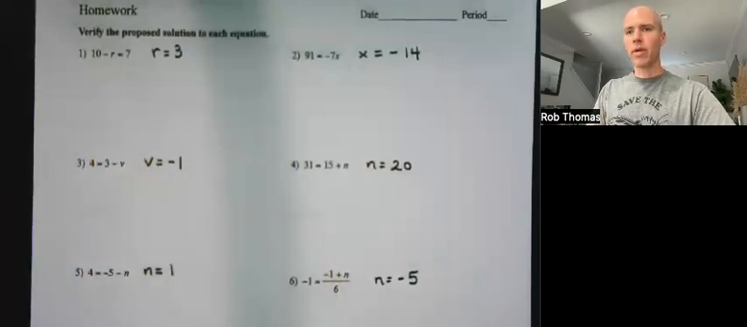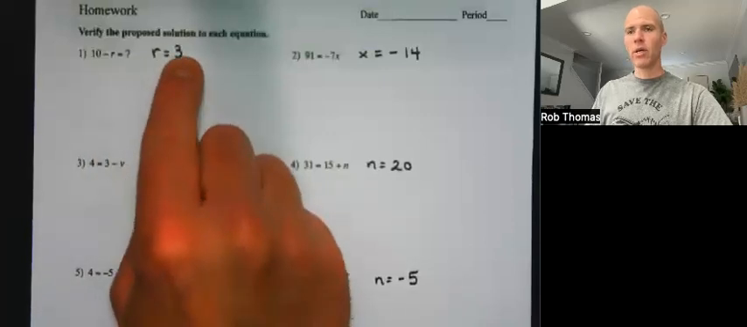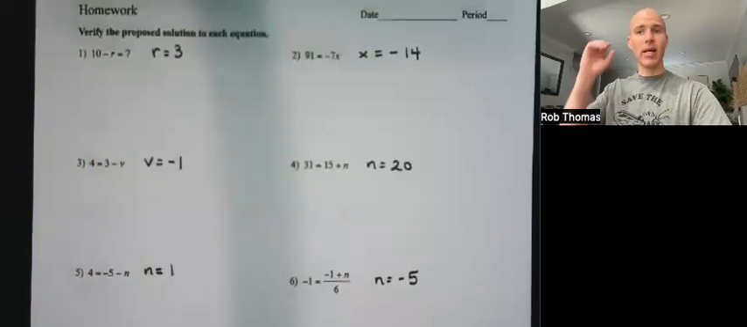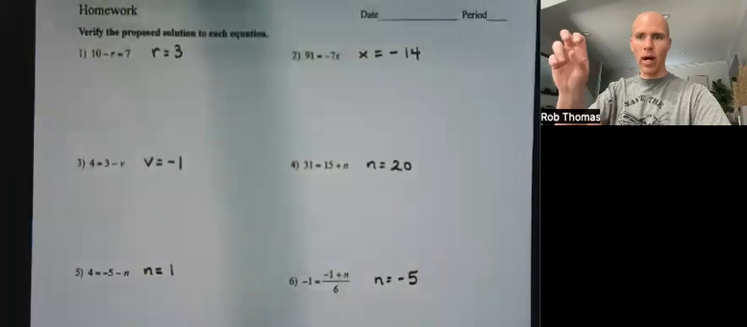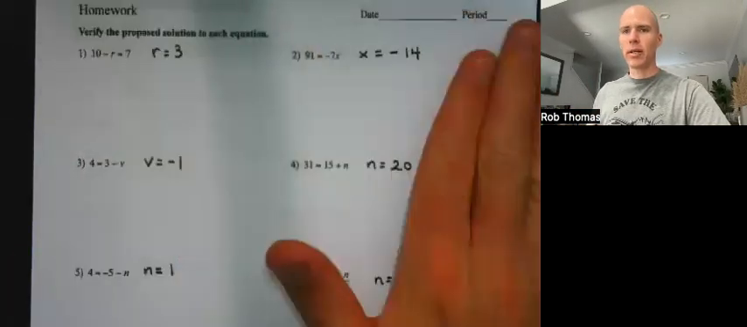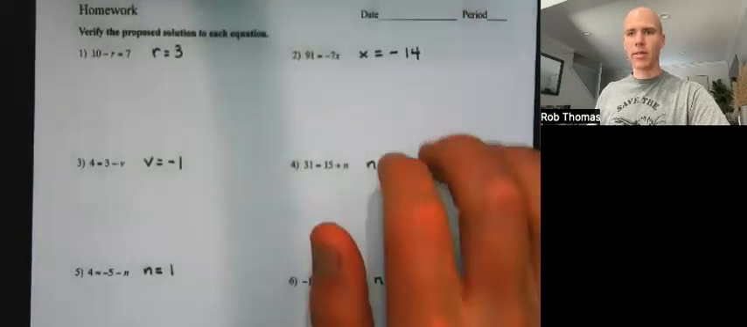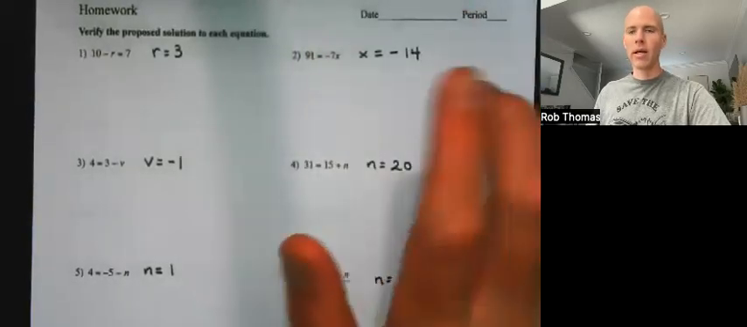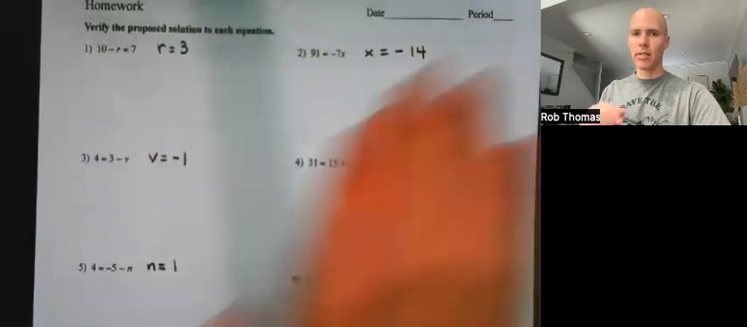So some of them, the solution that I give you will be the solution, and you have to say that. If you check it and it turns out to be right, then you would say, yes, this is the solution. And some of them you will check and see that they're not the correct solution. They won't work per se. And for those, you say, no, this is not the solution.